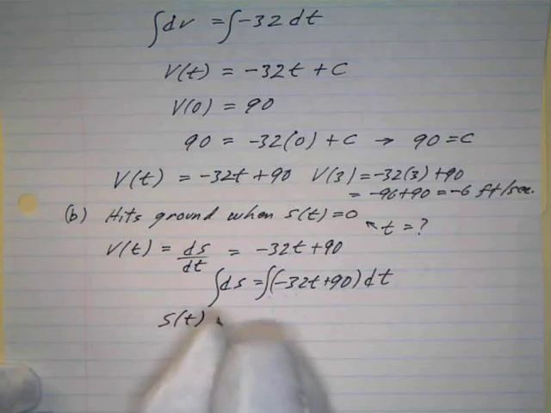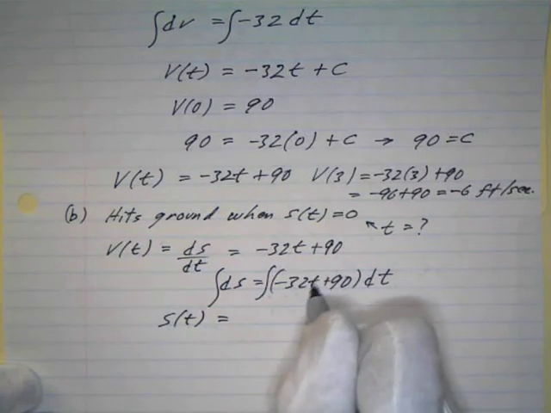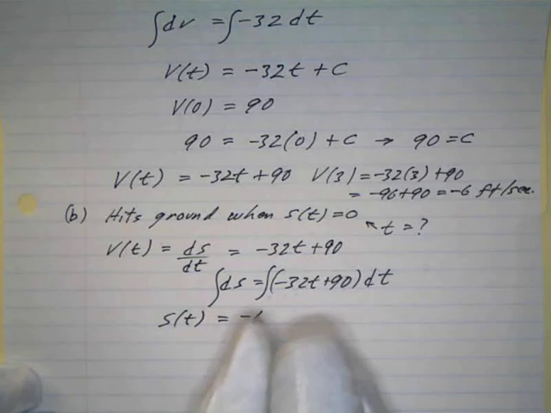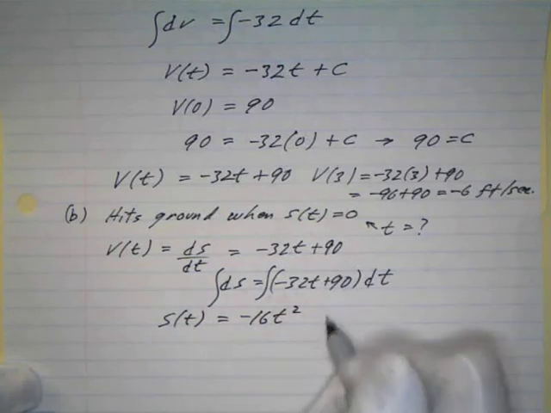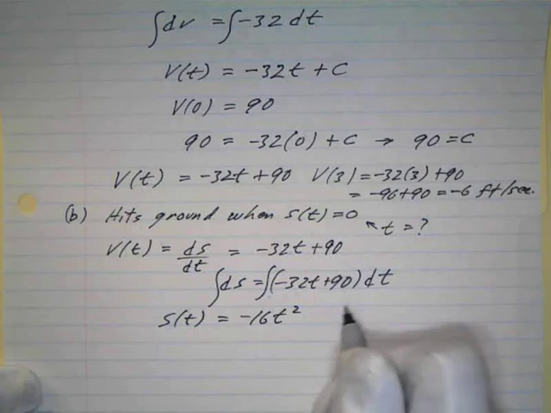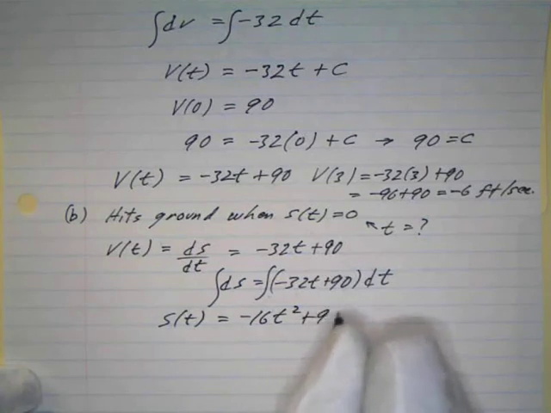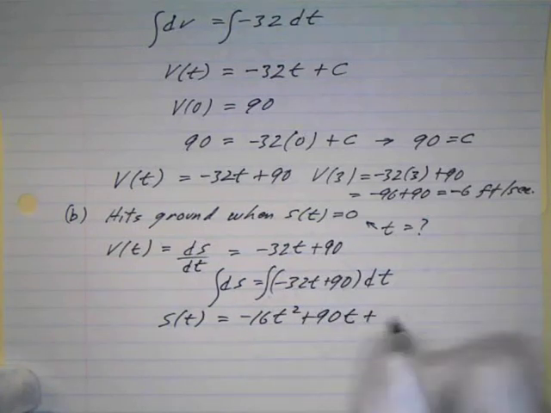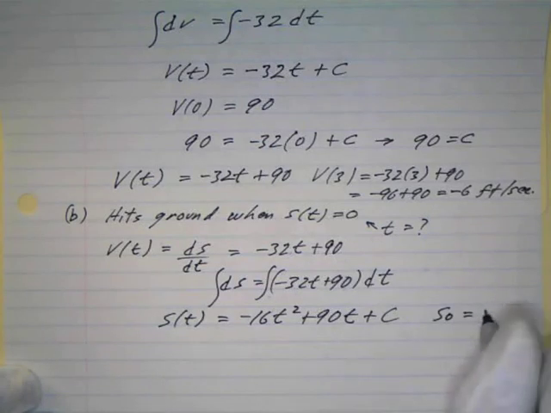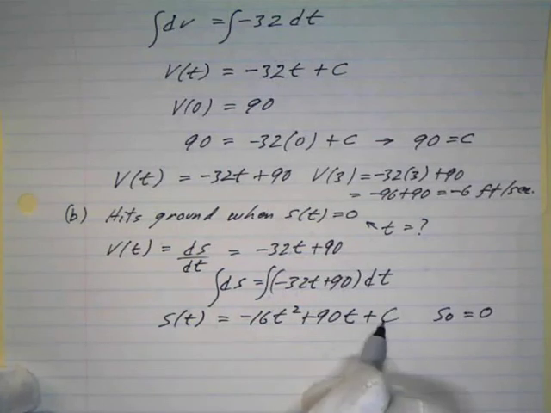So s as a function of t will equal, if I add 1 to the exponent and divide, negative 16t squared. This just looks like our standard position function, plus 90t plus c. Now since we start on the ground, we know that our s sub 0 will equal 0. So if we solve for c, we actually end up getting c equals 0. We can put this in.